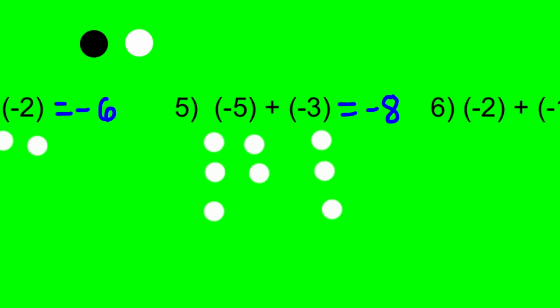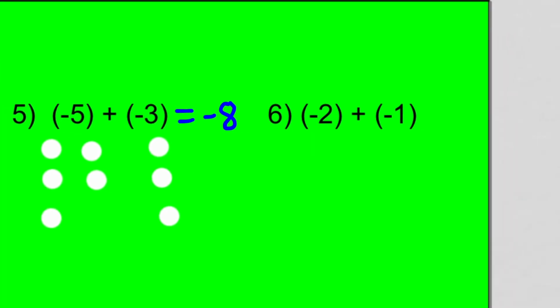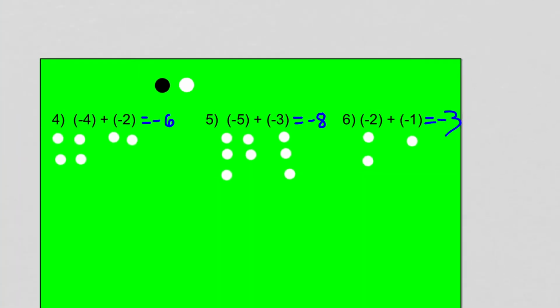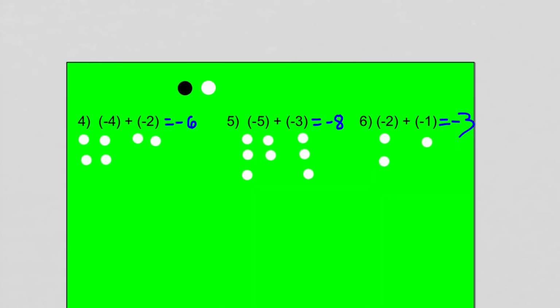And then my last set in this group, -2 and -1. Well, if I was to model that out, there's 2 negatives and there's 1 negative. Nothing cancels out. There's nothing that's taken away. So I'm left with -3. Okay, so this set, when I had 2 negatives, I added them up and used the negative sign.